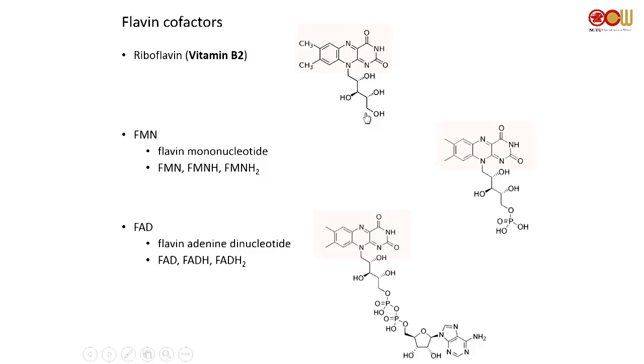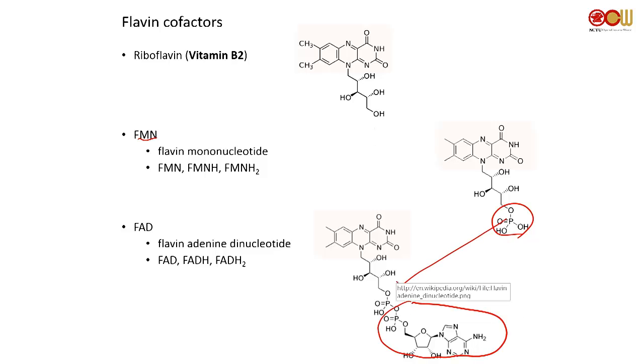Riboflavin, vitamin B2, can be activated into FMN, and FMN is the same thing as riboflavin, except you have a phosphate group right here. You can then turn FMN into FAD by adding this. So this guy is this guy, and then you add this, and you have FAD. Whatever, the key function, the key portion of the molecule, is right here.